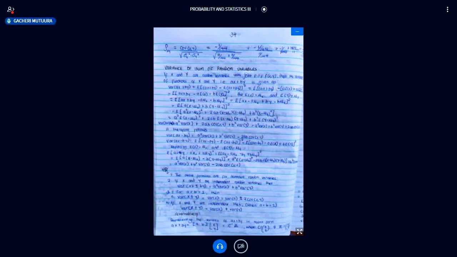So allow me to explain it. So you move with me step by step. I don't want to replicate these equations. They might be too long.